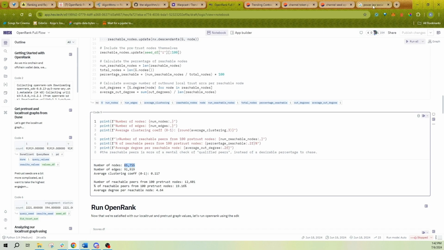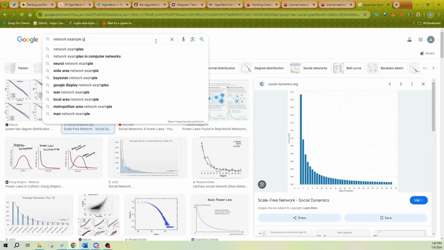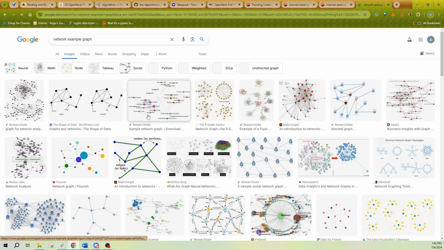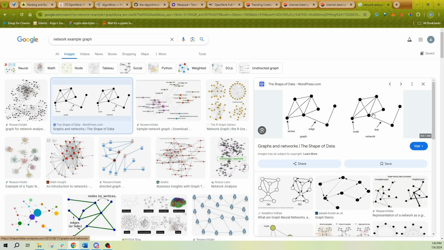Because again, a lot of graphs are going to be separated. I just do a NetworkX example graph. Hopefully it'll show me what I'm thinking here. Yeah, you'll usually end up with graphs that look like this, where some of them are very closely connected. In reality, in crypto, a lot of graphs are actually disconnected because it could be a Sybil network or something else.